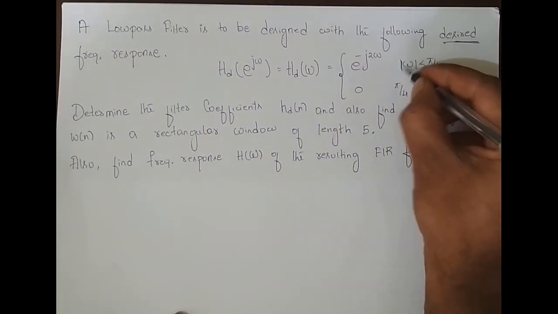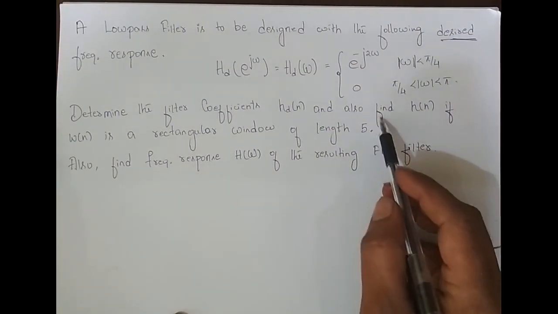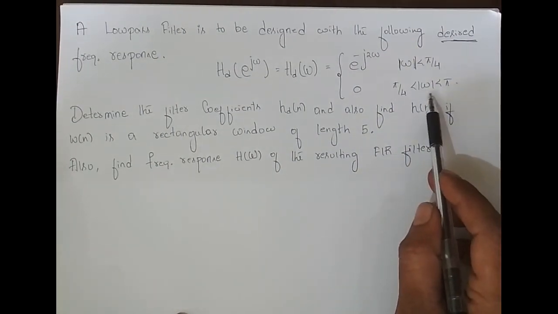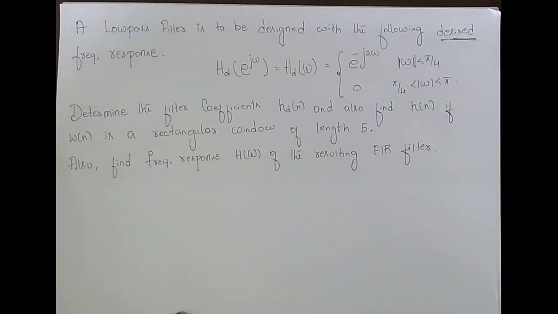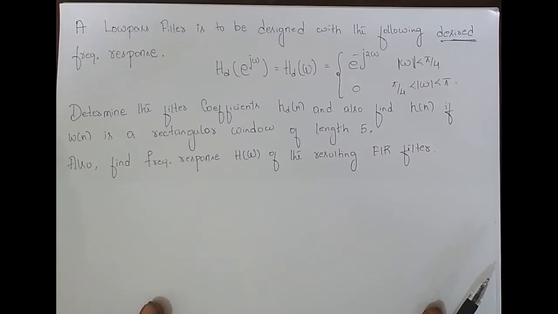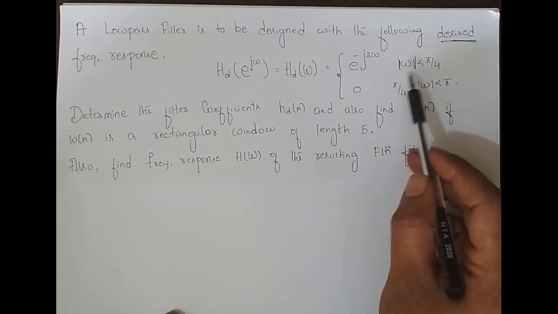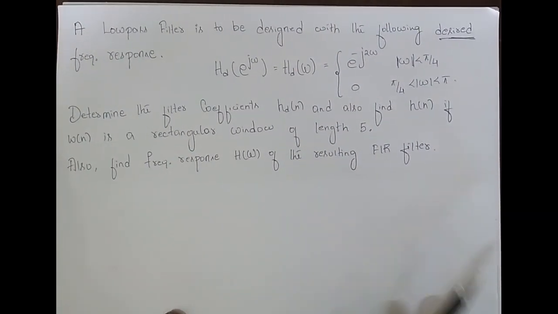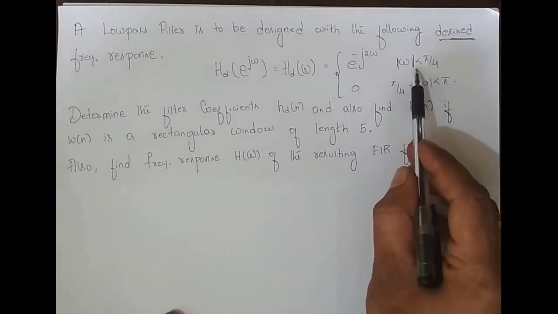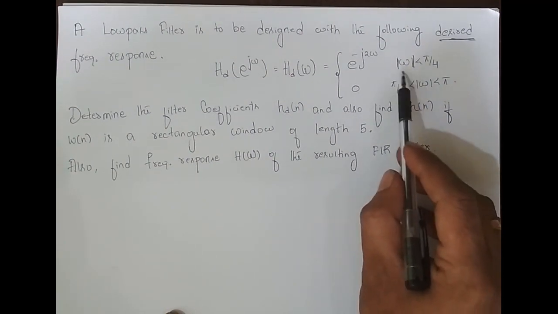Mind you, we have magnitude here. Okay, and it is equal to 0 for magnitude of omega between pi by 4 to pi. When I say magnitude, there is a different kind of meaning, which I will let you know. But just take care, we have magnitude of omega there.